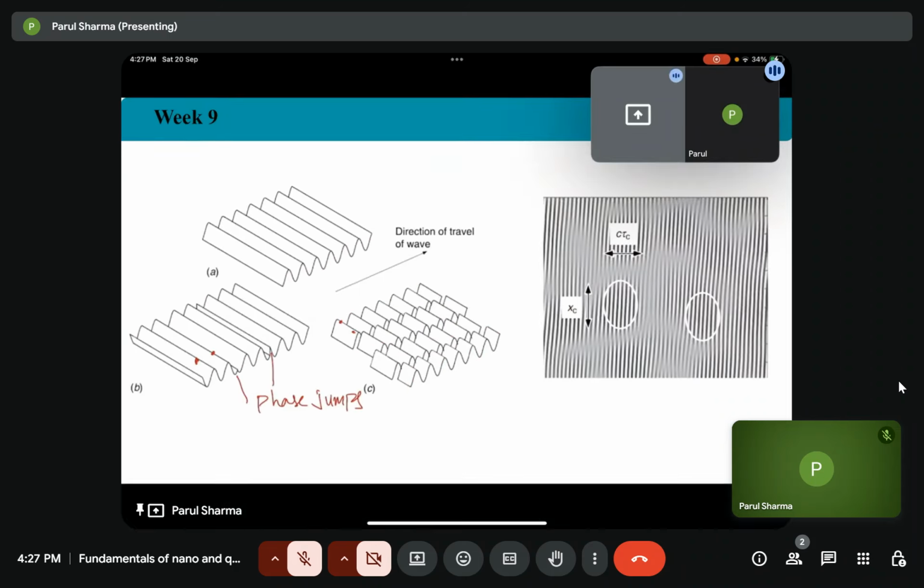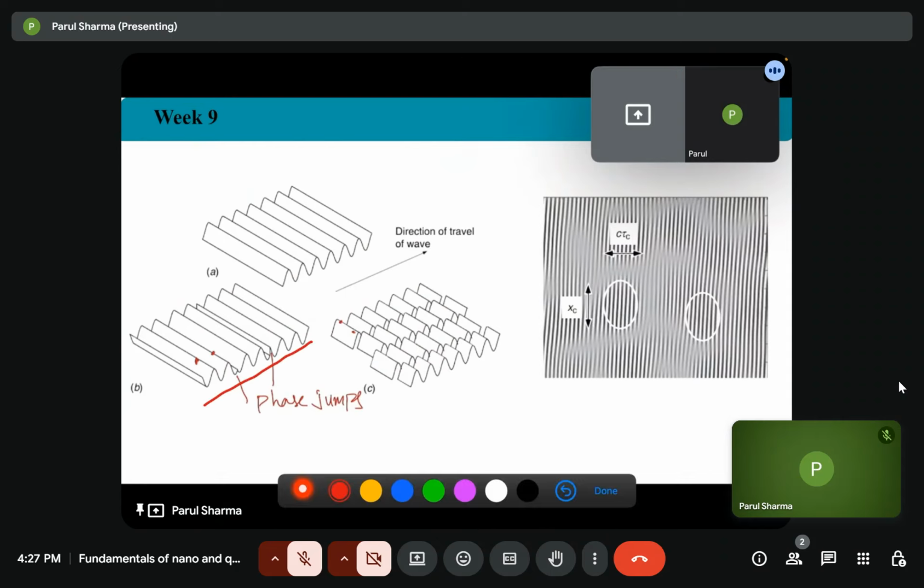In this case, you can see that if we have this portion A, if we want to detect the phase at this point or this point, we can easily tell. But after this phase jump, we cannot detect the phase at this point because it is beyond the tossing.